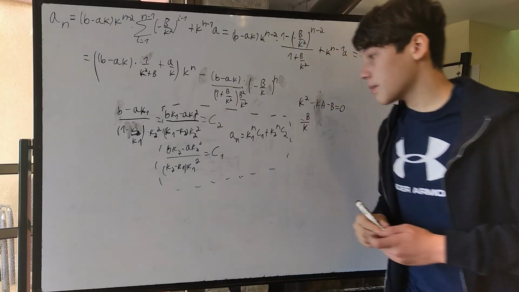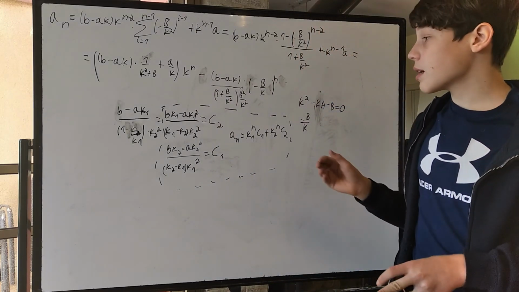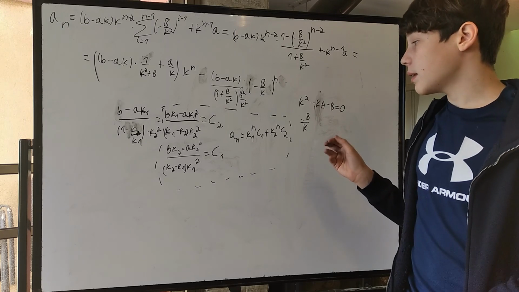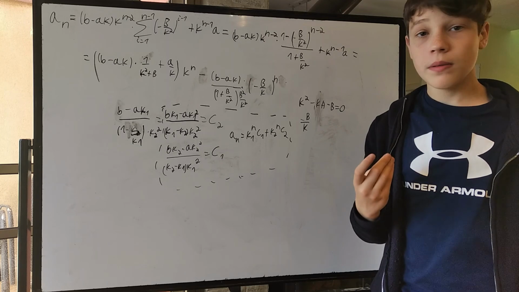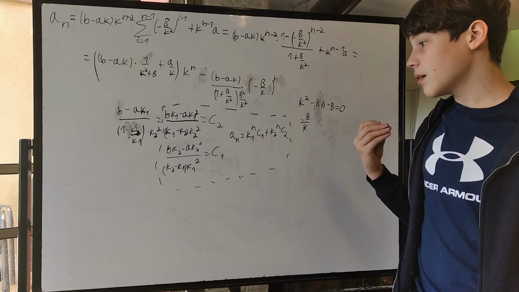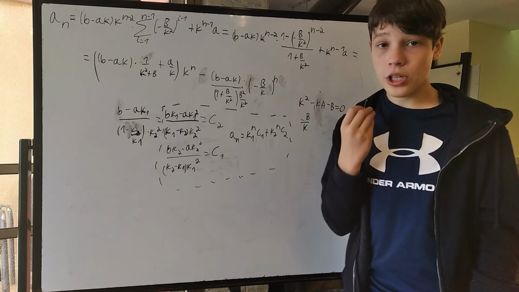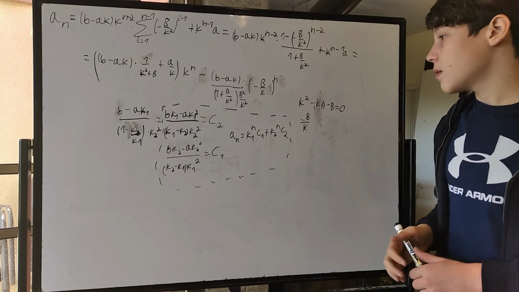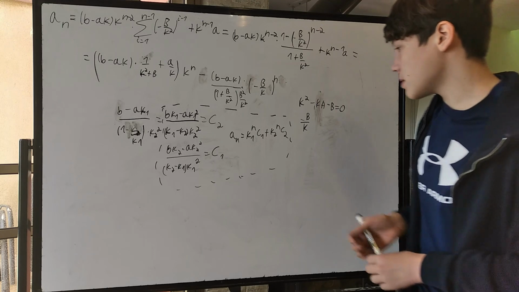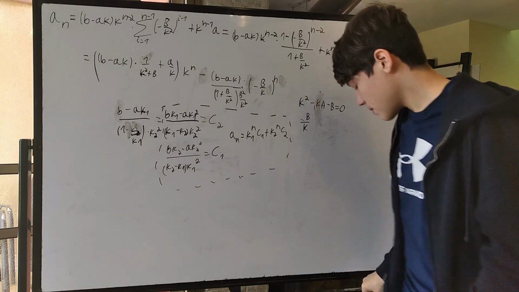And if you want to check it, I'll let you check by letting big A, big B, small a, small b all be 1, and you should get the equation for the Fibonacci sequence. But finally, this is our answer.